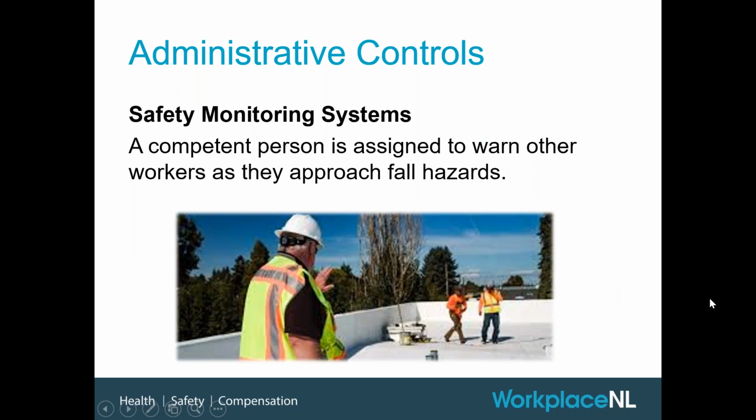And now my final administrative control is the safety monitoring system. This is the absolute last thing you should ever go with. But there is some potential to use a person to warn other people as they approach a fall hazard. Generally speaking, this person is assigned to this job, and that is it, similar to someone doing fire watch or a confined space attendant. They have no other job other than to monitor where the other workers are and make sure they're not near that fall hazard.